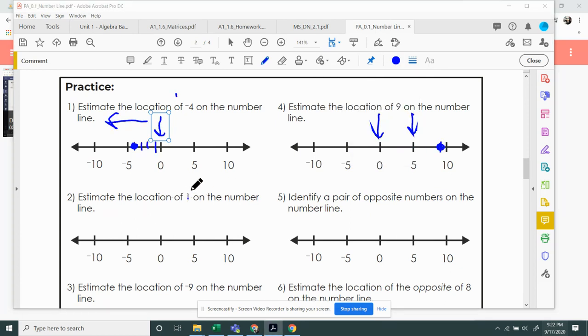Okay, so we're looking for the number 1 on the number line. So here's my 0, here is 5. So I know that number 1 will be over here, pretty close to 0. Let's go to number 3.